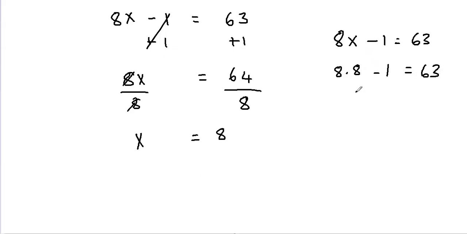8 times 8 is equal to 64. And then 64 minus 1, that should be equal to 63. 64 minus 1 is 63, and 63 is equal to 63. This is making my equation true. This value x equals 8 is making my equation true. So I know that my answer is absolutely correct. This is how you can check whether your answer is correct or not.